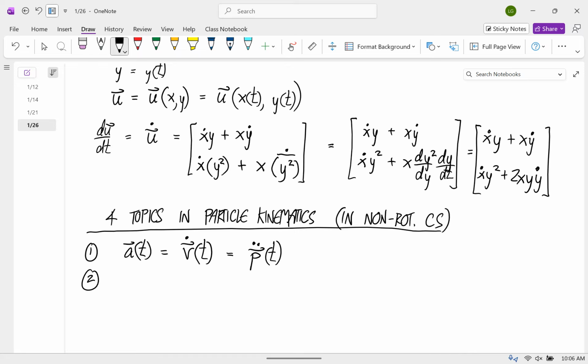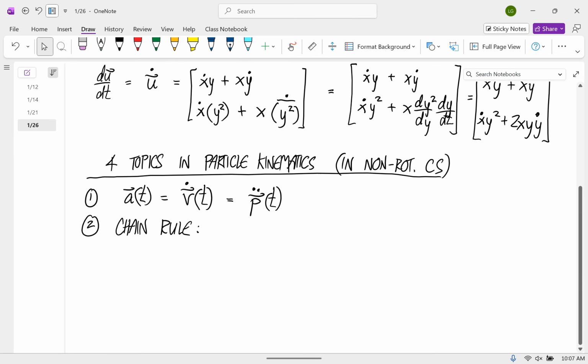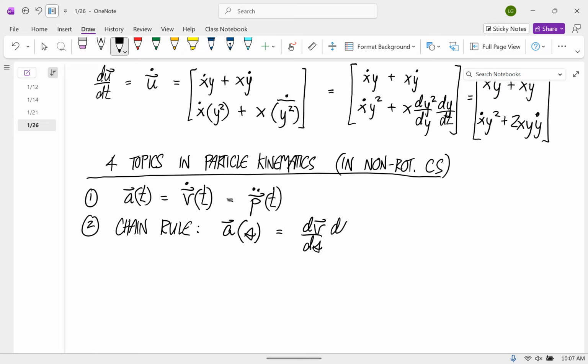The second topic was the chain rule. So this was in a kinematics context. This is where we're saying A, the acceleration as a function of a position variable, I'm just going to call it S. That could be X, Y, or Z, or it could be some more complicated thing, but it's always a position variable, is equal to the derivative of the velocity with respect to the position variable times the position variable derivative with respect to time.